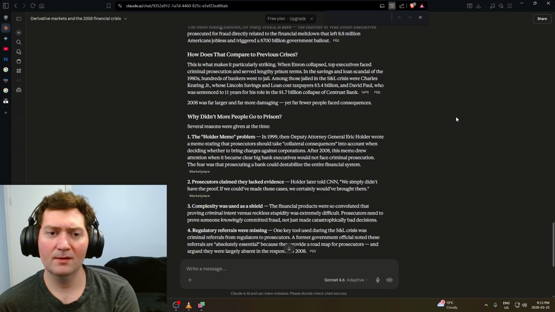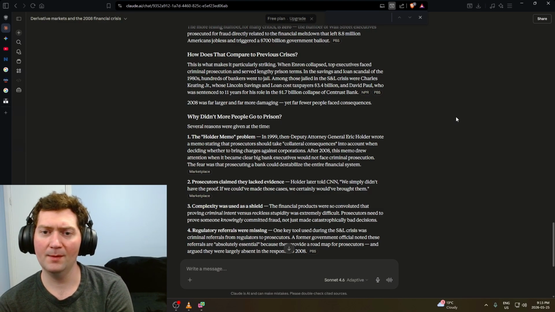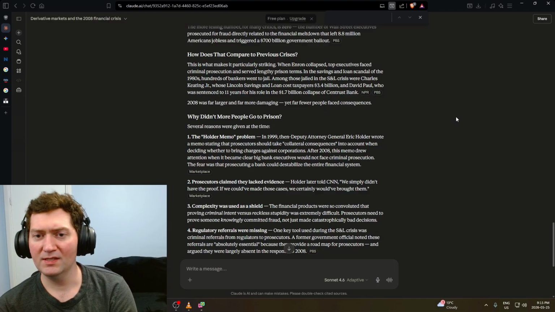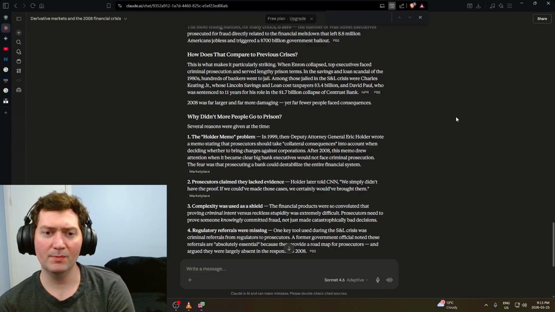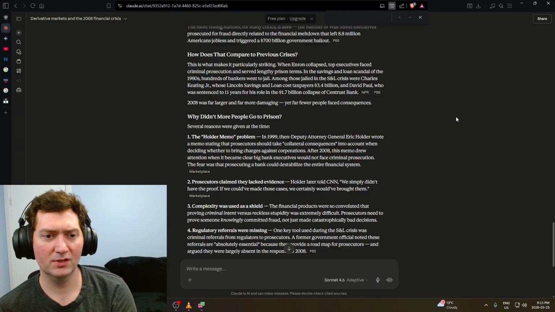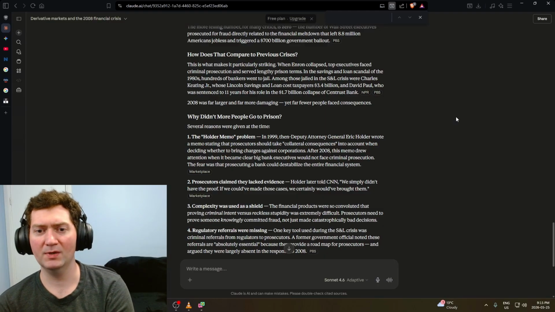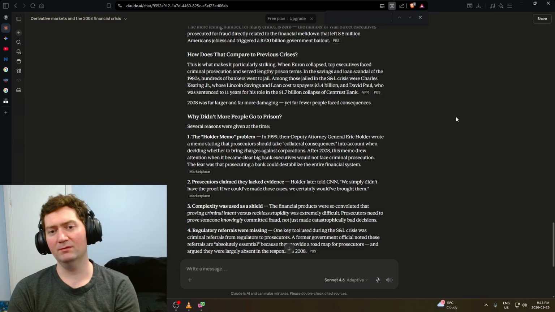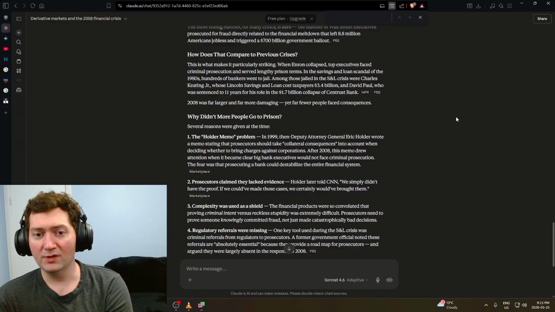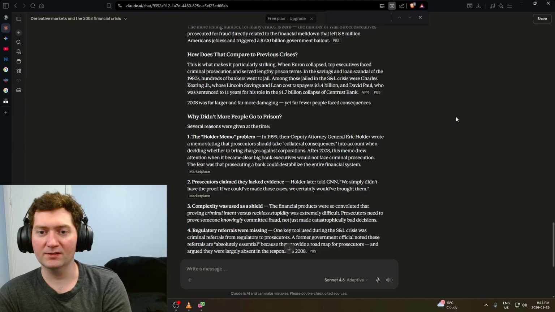This is what makes it particularly striking. When Enron collapsed, top executives faced criminal prosecution and served lengthy prison terms. In the savings and loan scandals of the 1980s, hundreds of bankers went to jail. Among those jailed in the S&L crisis were Charles Keating Jr., whose Lincoln Savings and Loan cost taxpayers $3.4 billion, and David Paul, who was sentenced to 11 years in prison for his role in the $1.7 billion collapse of Central Trust Bank. 2008 was far larger and more damaging, yet far fewer people faced consequences.